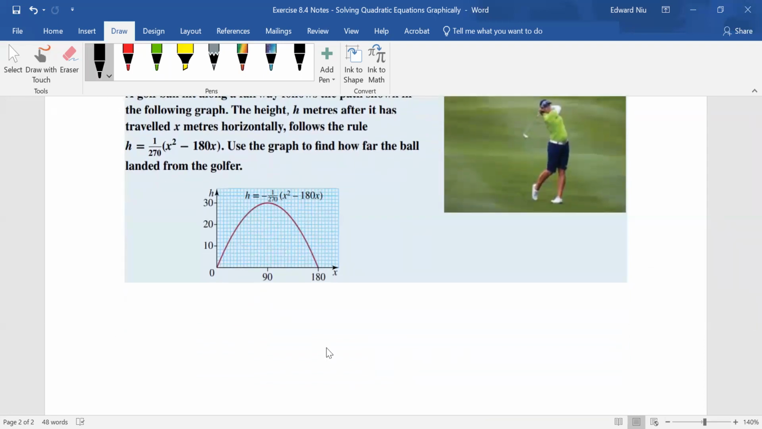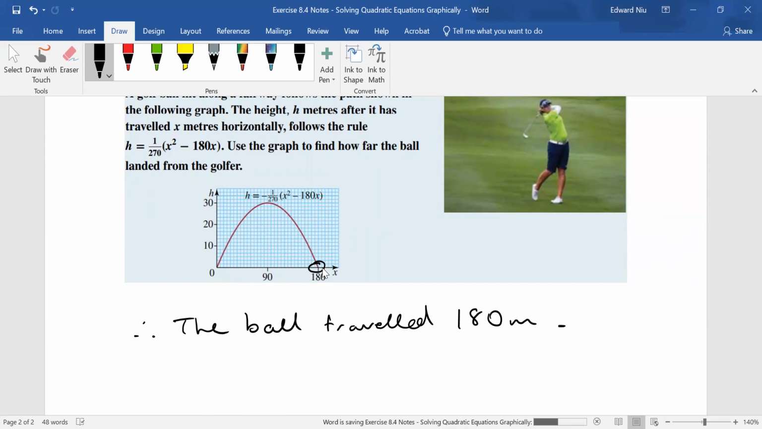So the ball took a starting point at 0. It reached a peak height of 30 meters. Okay, so when the golfer hit it, it traveled through the air up to the 30 meter mark and then back down to 0 at 180 meters. So where it lands is at 180. So therefore, the ball traveled 180 meters. Okay, and that's your answer.